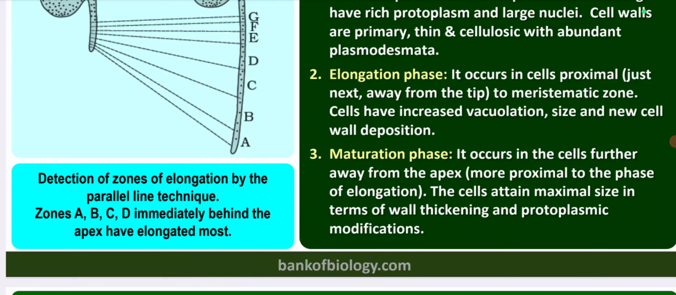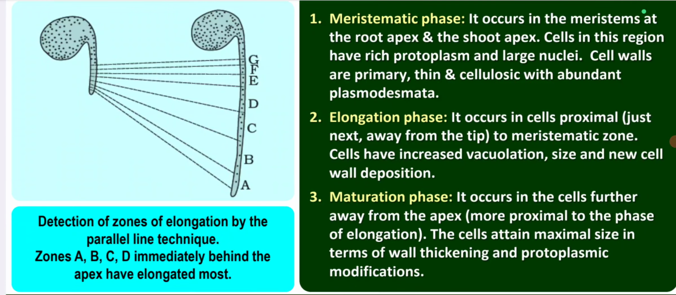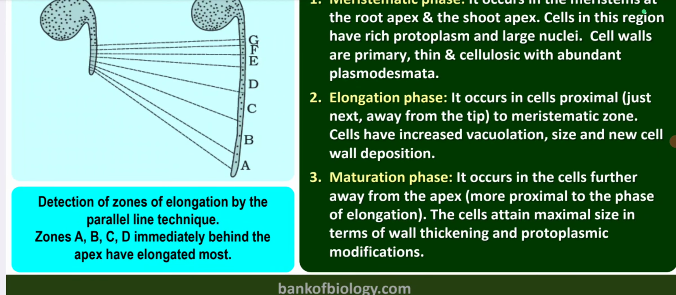Cells have increased vacuolation, size and new cellular deposition. And in the maturation phase, it occurs in the cells further away from the apex, more proximal to the phase of elongation. The cells attain maximal size in terms of wall thickening and protoplasmic modifications. We can see this diagram. Detection of zones of elongation by the parallel line technique. Zone ABCD immediately behind the apex has elongated most. Then EFG, they are not elongated.